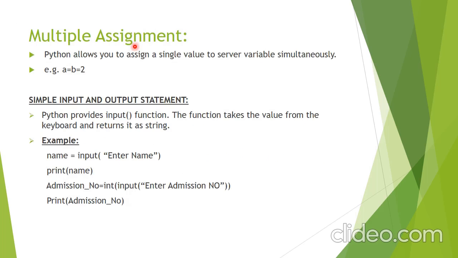Now multiple assignments. Python allows you to assign a single value to several variables simultaneously. For example, a = b = 2. So the value 2 is assigned to variable a as well as variable b. This way we can use multiple assignments.